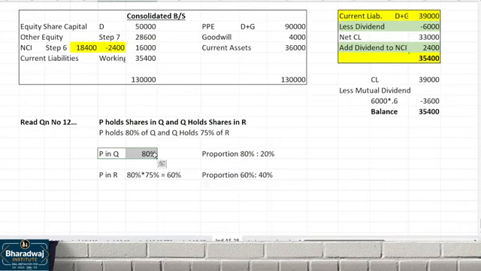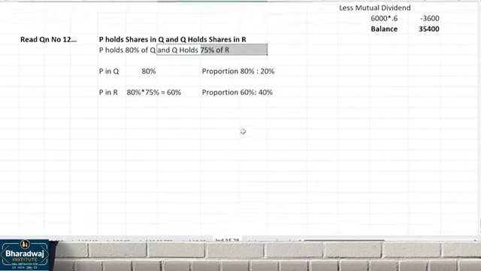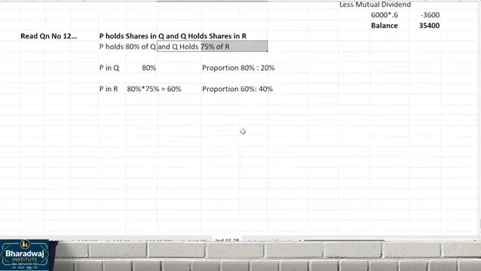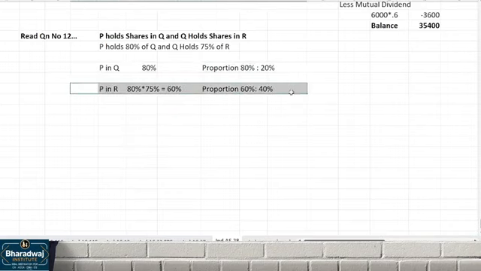P holds in Q direct 80%. Q holds how much in R? 75% of R. Then what control will P have in R? 75% of 80% will be how much? 60% now. So the proportion will be like 60%, 40%. The proportion will be like 60% and what?